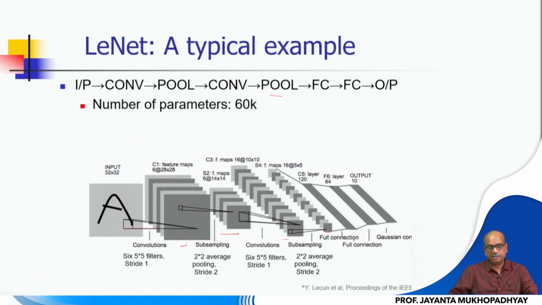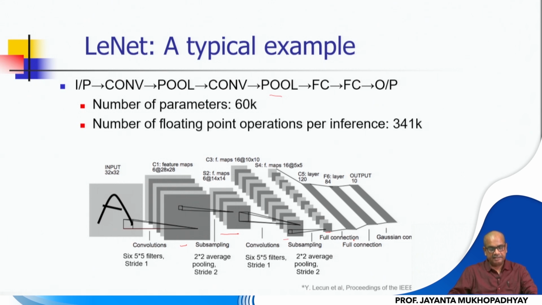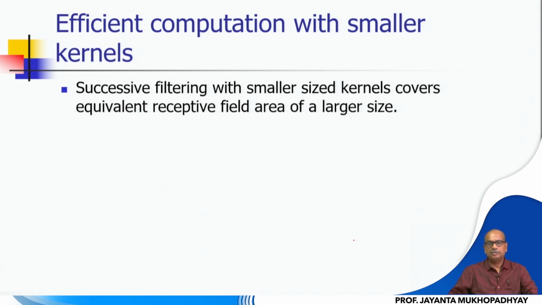The number of parameters in this case is about 60K, 60,000. We have 2 convolution layers and 2 fully connected layers. The number of floating point operations per inference was 341,000, and they used the sigmoid function as nonlinearity. This was used for document processing, actually character recognition. It was demonstrated for that purpose.